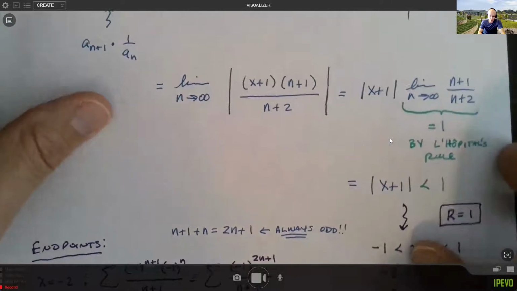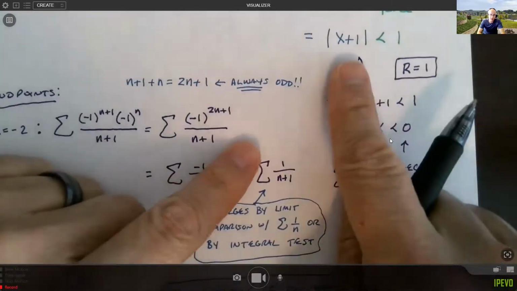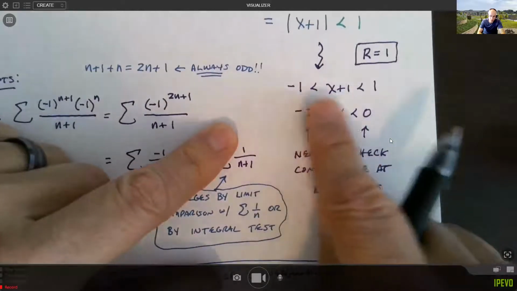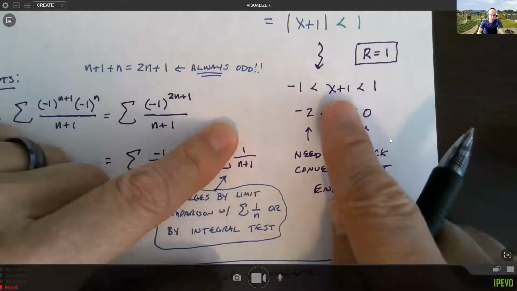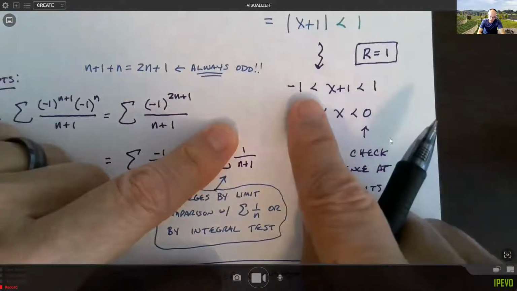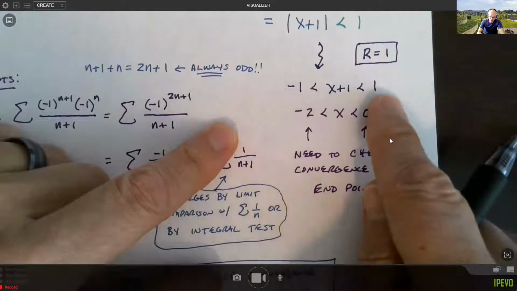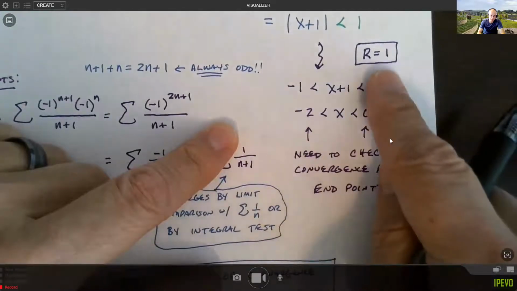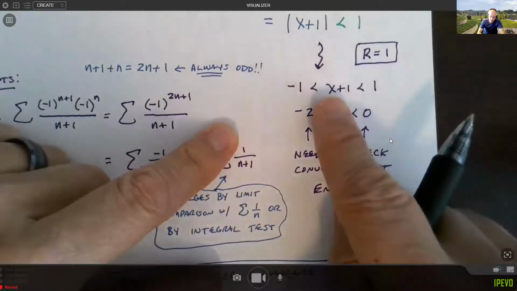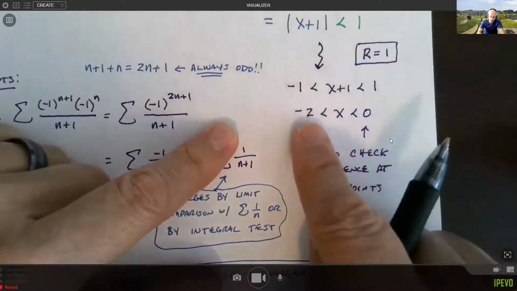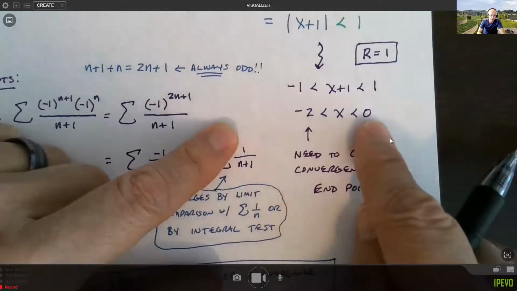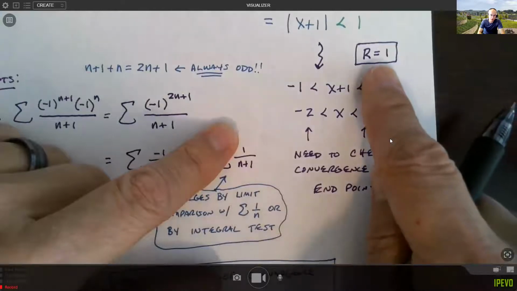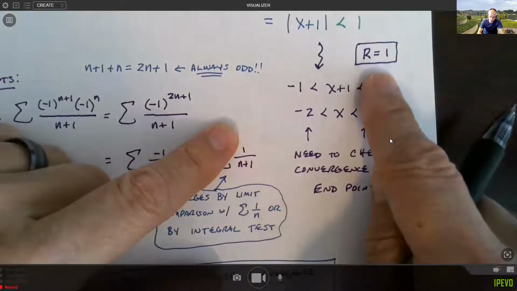So I know that the absolute value of x plus 1 must be less than 1, or saying that x plus 1 is between -1 and 1, or if I then subtract 1 from every side, or all three values here, I get -2 is less than x is less than 0. So that tells me the radius of convergence is 1, right? Because we're centered at -1. I'm going 1 below -1 and 1 above -1. And these are the endpoints of our interval. So the radius of convergence, we call that capital R, is equal to 1.